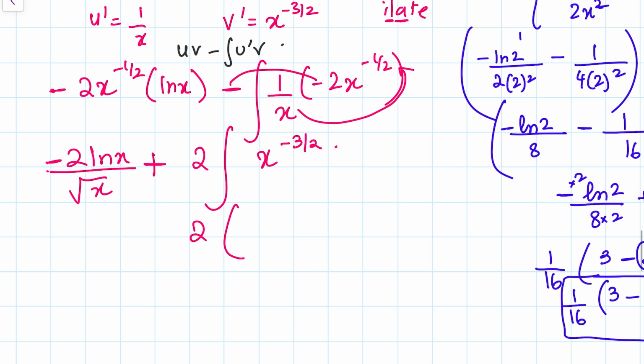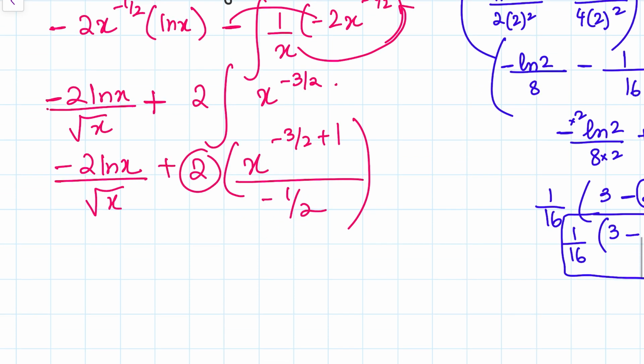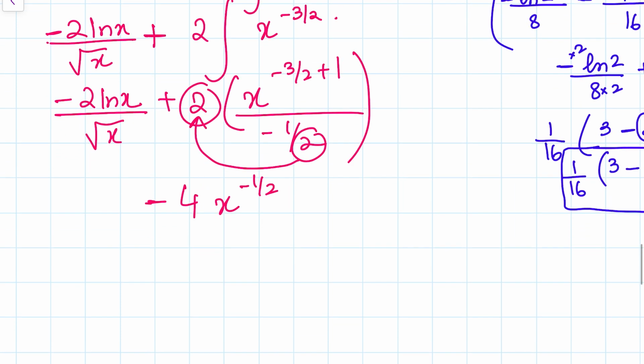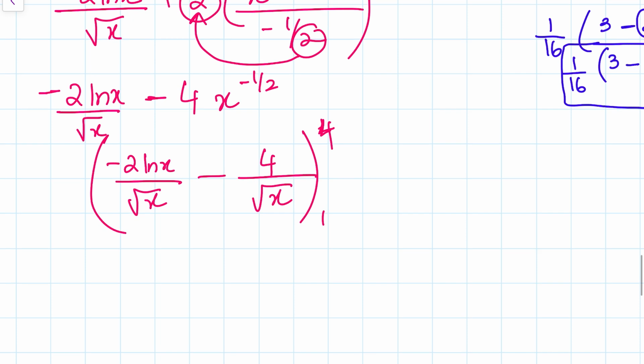Let's integrate it. Divided by minus half. Now, the 2 divides, this goes up, so it becomes minus 4x to the power minus half, minus 4 upon root x. Now, the limits are 2 and 4 and 1. Let's input the limits.